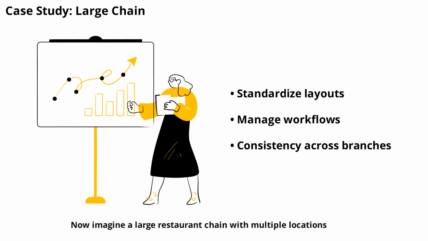Now, imagine a large restaurant chain with multiple locations. A robust tool like Visio or SmartDraw can help standardize layouts, manage complex workflows, and ensure consistency across all branches. Collaboration and cloud features make it easy for managers at different sites to stay aligned and implement best practices.